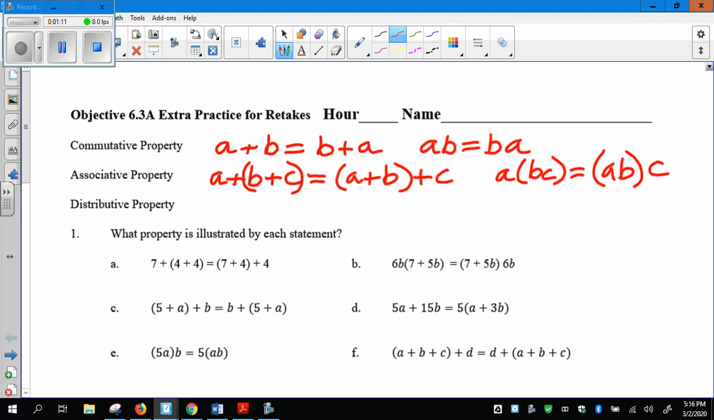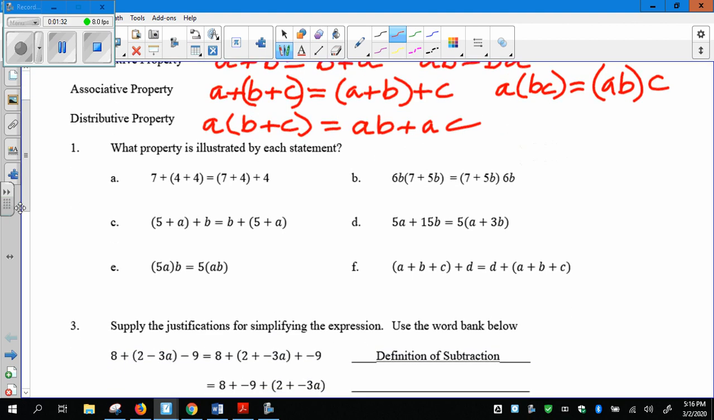And the distributive property is the one where you get rid of the parentheses by multiplying, expanding the product. So this would be A times B plus A times C. So, which property is illustrated by each statement? So in this first one, you'll notice that the parentheses are moved to different spots. That would be the associative property.